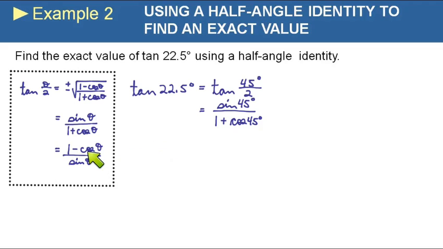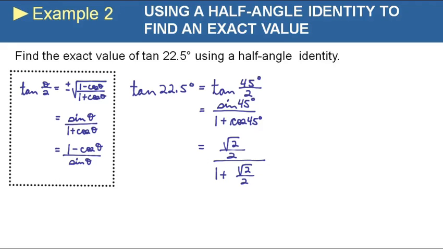And let's just use this middle identity. So the middle identity says sine of theta over 1 plus cosine of theta. We've figured out that theta is 45. So that's going to be sine of 45 over 1 plus cosine of 45. Sine and cosine of 45 are both square root of 2 over 2. And again, our answer contains complex fractions. We must simplify to remove those.